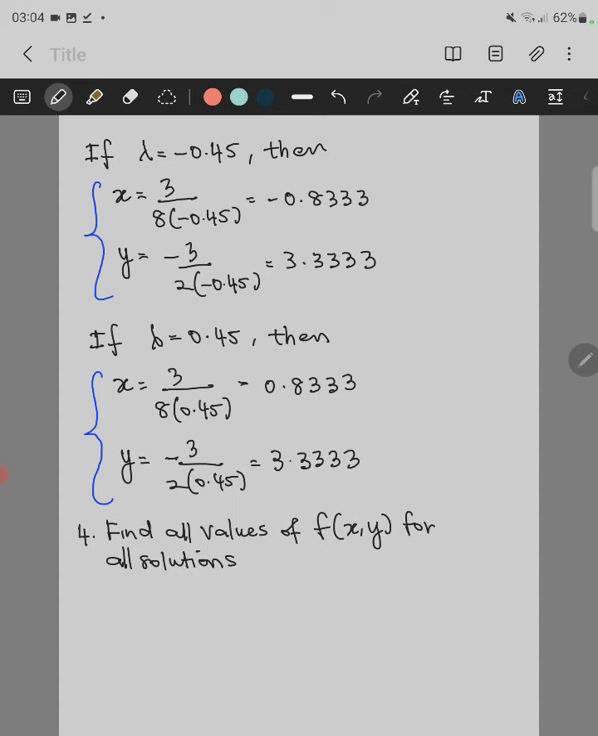Now we have the first value. The first value will be f of minus 0.8333 and 3.3333. So we choose this solution first, and let's find the value here.